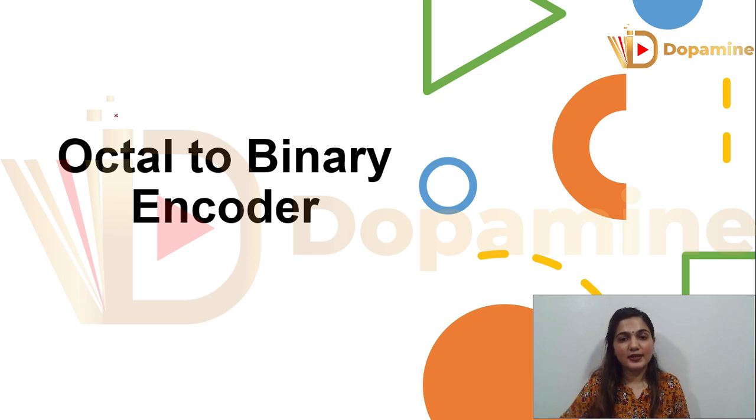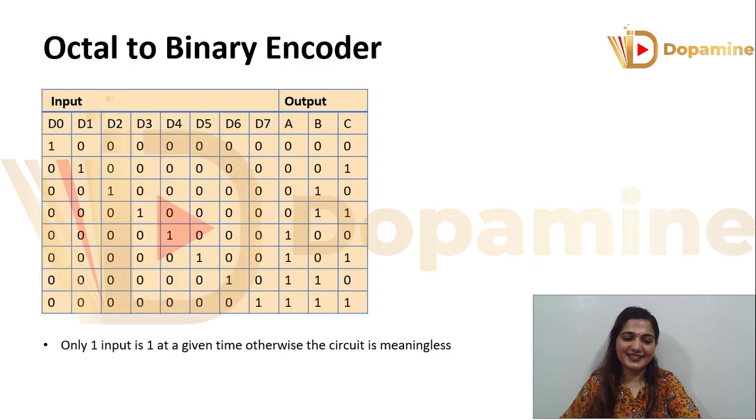Today in this video we are going to understand the octal to binary encoders. I hope you all have seen the previous videos where I have already discussed the priority encoder and the introduction to the encoders. We have already discussed the 4 to 2 encoder as well. So if you have still not watched the previous videos, go watch them first and then come to this video. So let's start our discussion with the octal to binary encoder.